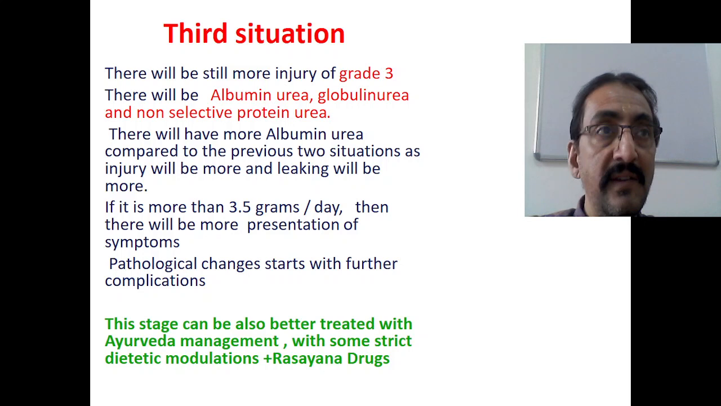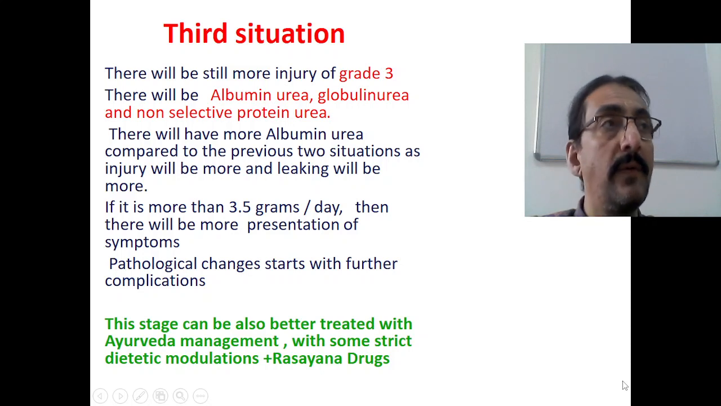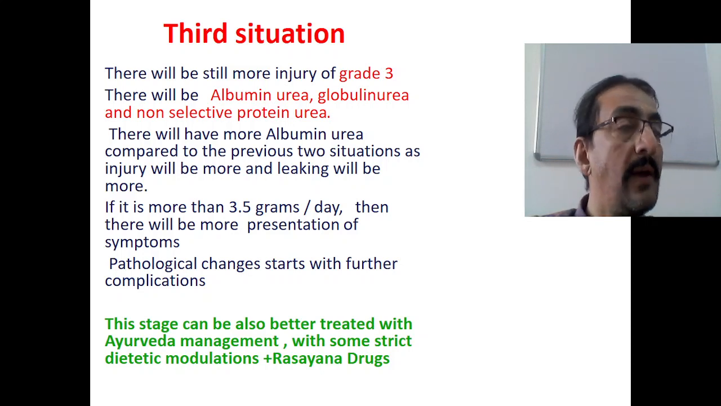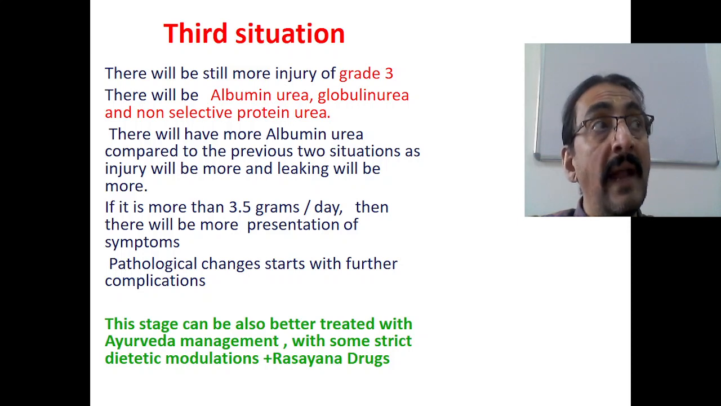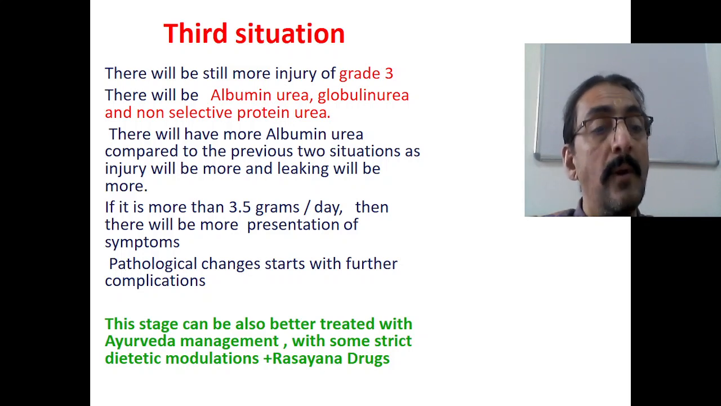In this third situation, compared to the first and second, albumin is going out more because the slits are bigger. Now, if this albumin loss is more than 3.5 grams per day, then there will be more presentation of the symptoms, and the pathological changes start with further complications.